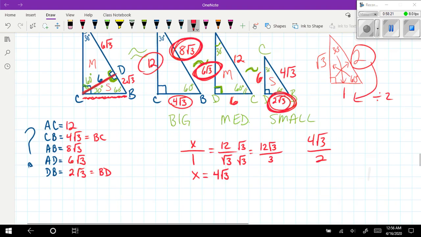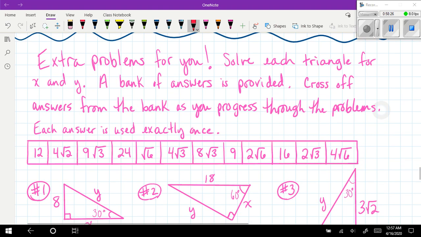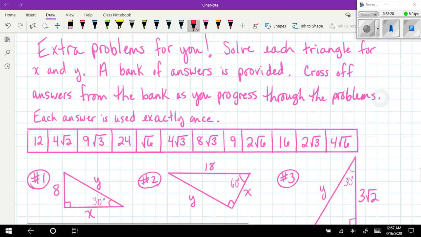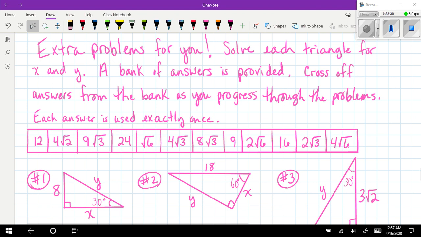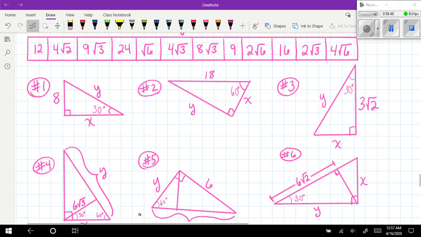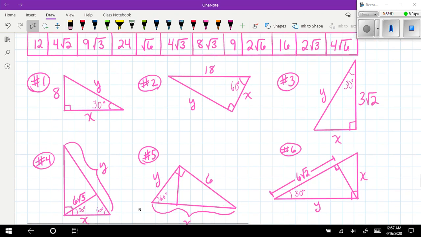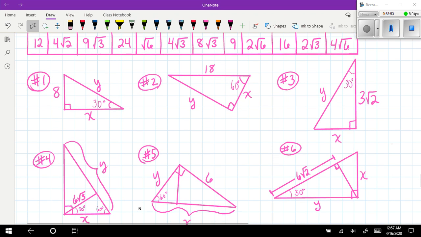Alrighty. Let's see where we are here. Oh, look, you guys. Aren't you excited? I have some extra problems for you. Solve each triangle for x and y. A bank of answers is provided. Cross off answers from the bank as you progress through the problems. Each answer is used exactly once. So instead of just giving you some problems to do, I actually supplied you with an answer bank. So, you know what really kind of rots is that I can't get these just a hair bit smaller for you.